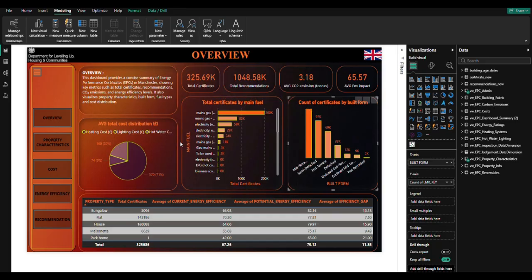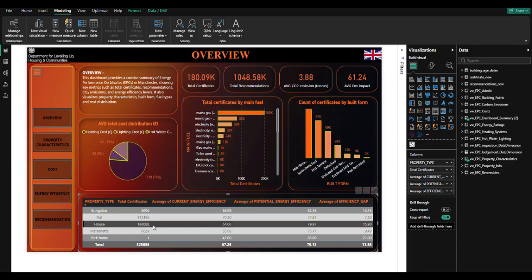The table at the bottom summarizes energy performance by property type. It has 5 columns showing the total number of certificates, the average current energy efficiency, the average potential energy efficiency, and the efficiency gap. Houses have the higher number of certificates, while flats show higher average current energy efficiency. The efficiency gap highlights how much each property type could improve through energy efficiency measures.